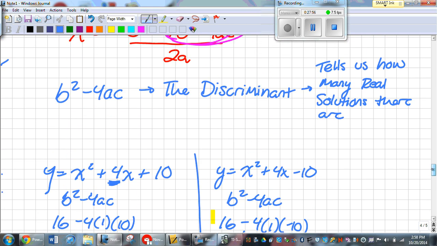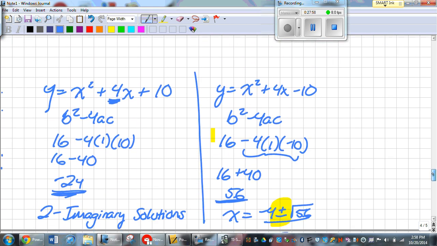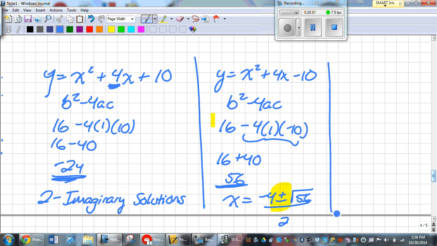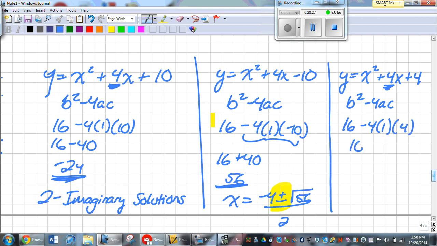Okay, I got one more problem I want to show you. Last equation, y equals x squared plus 4x plus 4. Okay, so in this situation, if I'm putting in b squared minus 4ac, my b value again is 4. When I square it, I get 16 minus 4 times my a value, which is 1, times my c value, which is 4. I'm going to get 16 minus 16. So I'm going to get a discriminant of 0.